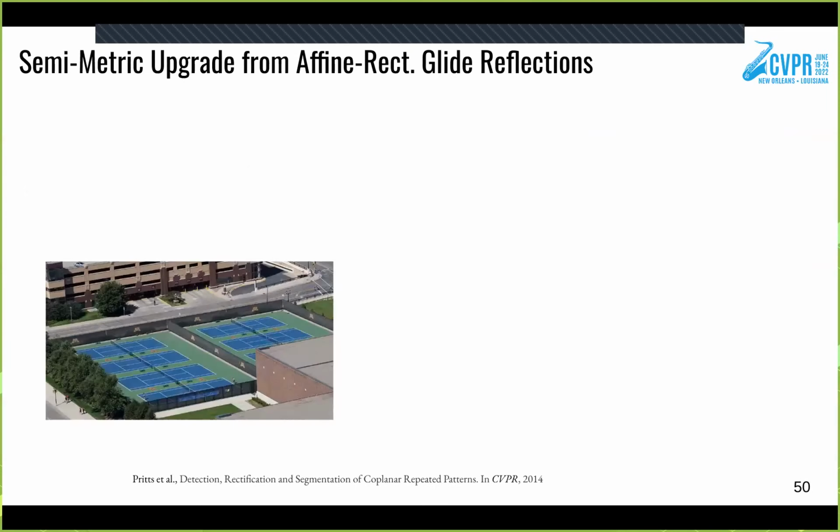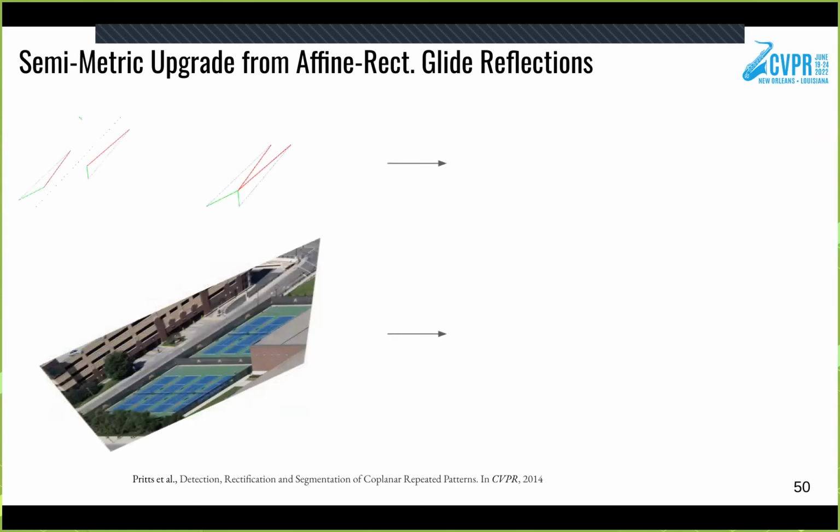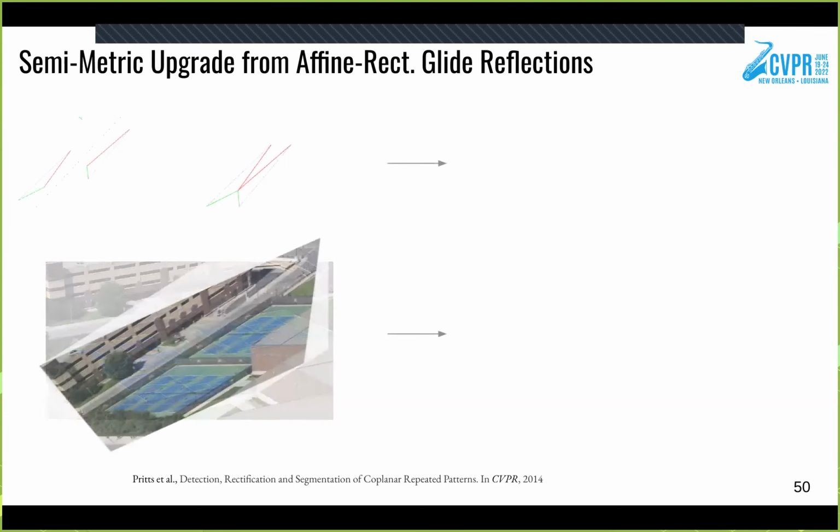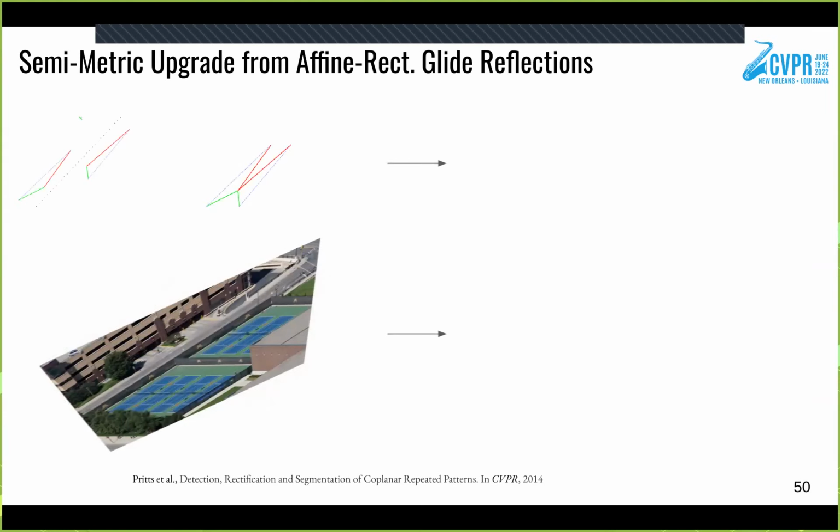And now we have a reflection. So again, we're in the affine rectified space, something that looks like this. By the way, this is a long focal length image, unfortunately. So, okay, but whatever. The perspective image looks a lot like the affine rectified image. But now we have the semi-metric rectification.